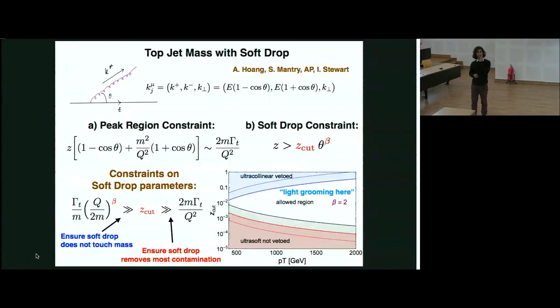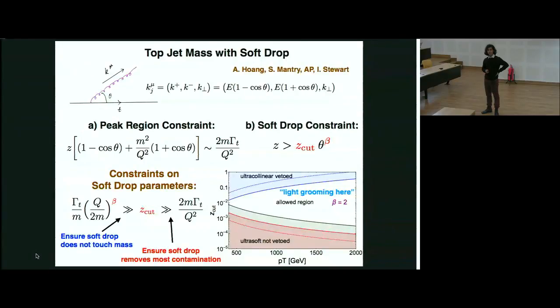So if you just consider a top quark emitting a gluon, and let's say this gluon has energy E, emitted at an angle theta, I can ask, in order for this gluon to contribute to my measurement, by which I mean measurement of mass in the peak region. So this is M, and this is the peak, and I want my jet mass to be in this region, which I call the peak region. For this gluon to fall into this peak region, it has to satisfy this constraint, which you can derive by kinematics.